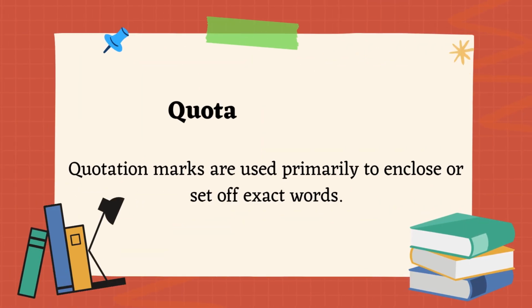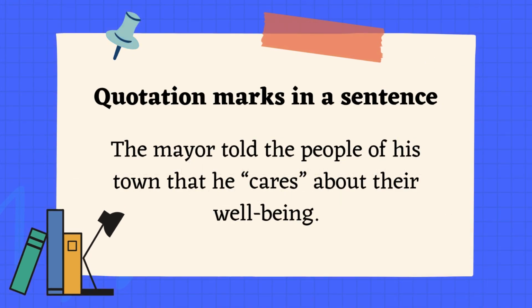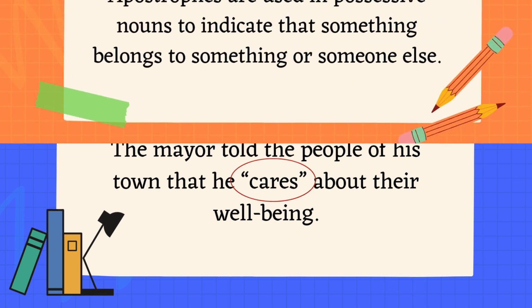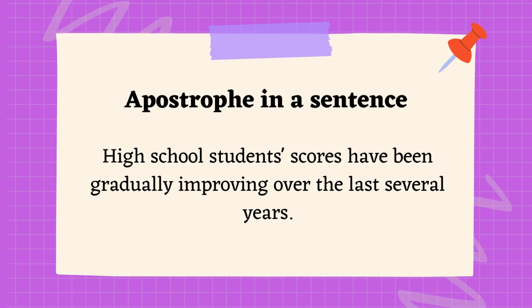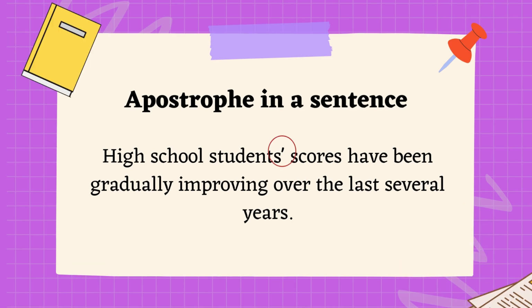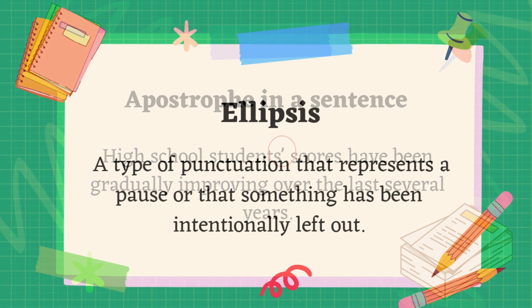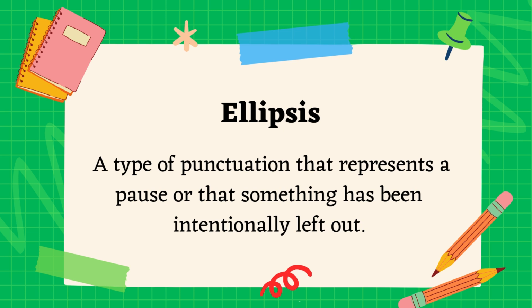Quotation marks. Quotation marks are used primarily to enclose or set off exact words. Apostrophes. Apostrophes are used in possessive nouns to indicate that something belongs to something or someone else. Ellipses. A type of punctuation that represents a pause or that something has been intentionally left out.